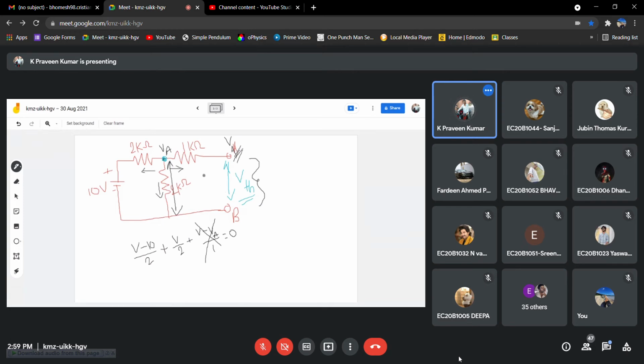Okay, where are we? Right. So we have applied our KCL expression. So what we got, V minus 10 by 2 plus V by 2 plus V minus VA by 1 equal to 0. So this is what we wrote. Now what have we observed from this circuit? Since these terminals A and B are open, there will be no current flow in this branch. So there will be no current flow here.